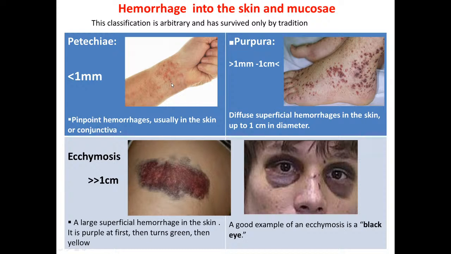Hemorrhages smaller than 1 millimeter are called petechiae. Usually in the skin or conjunctiva, these lesions represent the rupture of capillaries or arterioles and occur in conjunction with coagulopathy, vasculitis, or bacterial endocarditis. Those measuring 1 millimeter to 1 centimeter in diameter are called purpura.